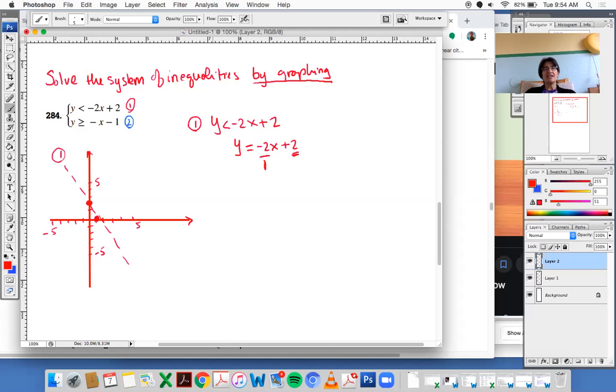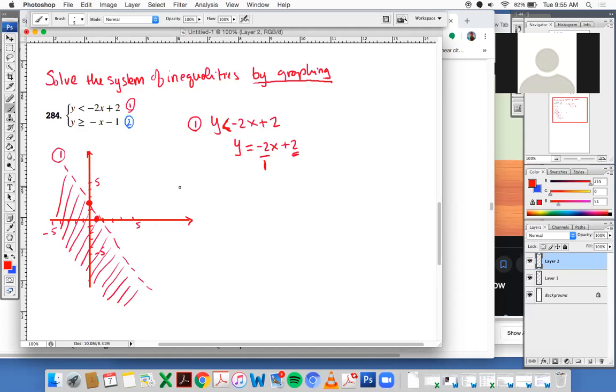Now I need to decide on the shading. I have to go either below the line or above the line. Because this is less than, so y is less than the line, the shading is below. We're familiar with graphing inequalities, but so far we've done them one at a time. Now we're supersizing it. We're going to graph 2 at once. Any questions with graphing the first one?